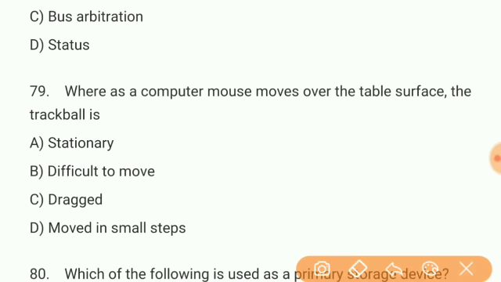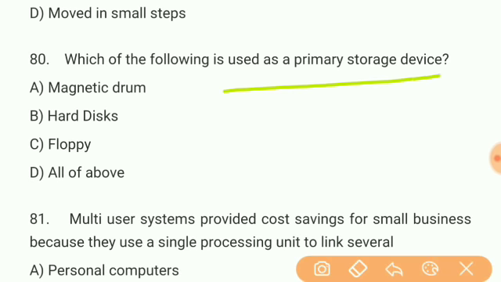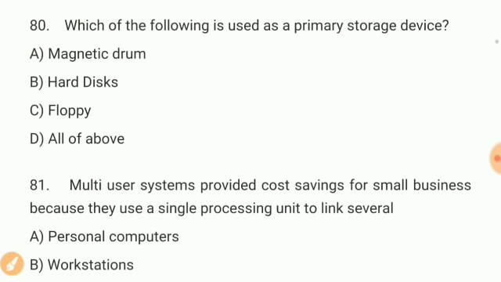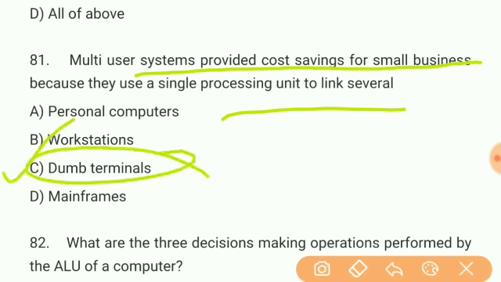Then whereas a computer mouse moves over the table surface, the trackball is what? It is stationary. Which of the following is used as a primary storage device? It is magnetic drum. Multi-user systems provided cost savings for small business because they use a single processing unit to link several, number C is the correct answer, dumb terminals.